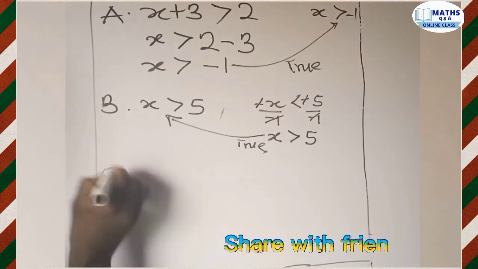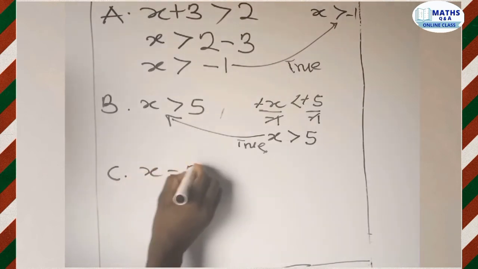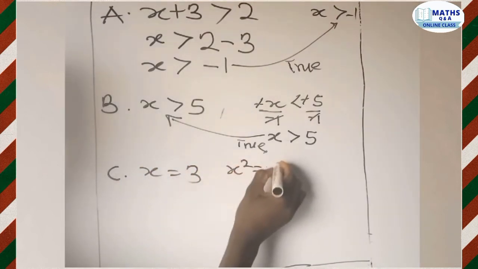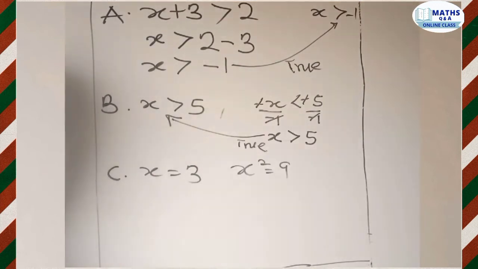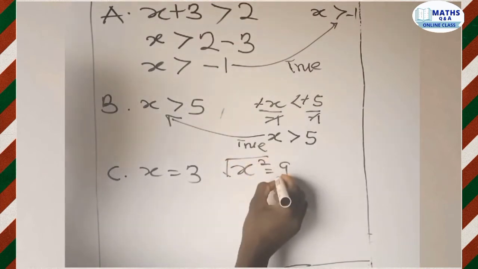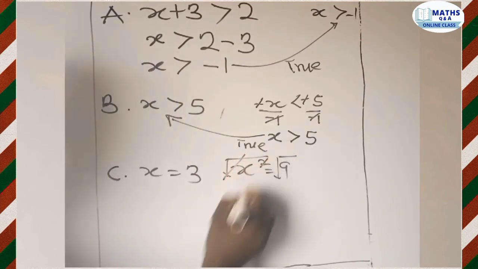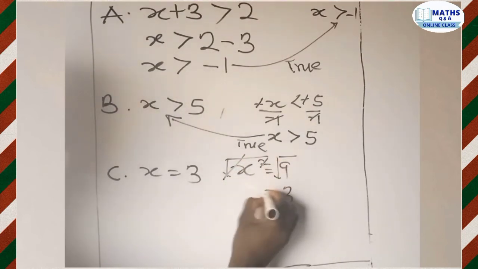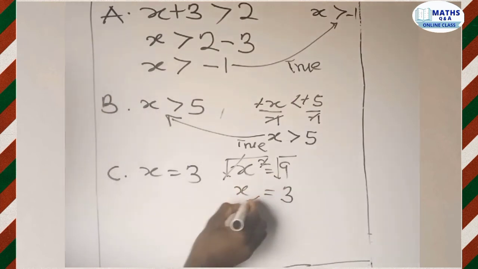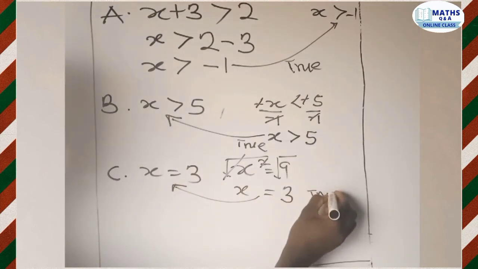Let's move on to C. The statement C states that x = 3, where x² = 9. Let's solve this, after which we compare, right? We find the square root of both sides. The square root of x² equals the square root of 9. The square root will cancel the square, so we take off the square. The square root of 9 is what? 3. So what is left here is x. When you compare these two, you see that x = 3, x = 3. So this one too is true.